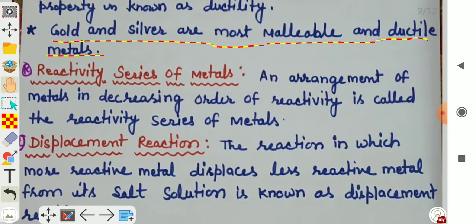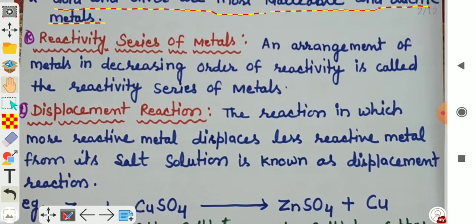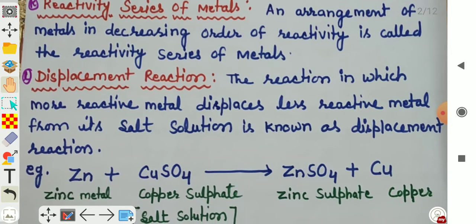Reactivity series of metals. What is the reactivity series of metals, children? An arrangement of metals in decreasing order of reactivity is called the reactivity series of metals. It is the series of metals arranged in the decreasing order of their reactivity. Now displacement reaction. You can also call this a replacement reaction. A displacement or replacement reaction is the reaction in which a more reactive metal displaces a less reactive metal from its salt solution.